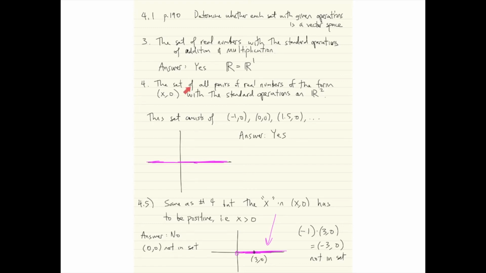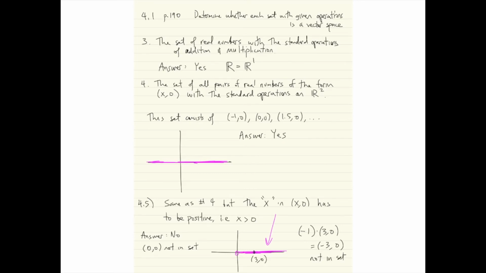Number 4 is the set of all pairs of real numbers of the form (x, 0) with the standard operations on R^2. So what does the set consist of? It consists of pairs where the second component is always a 0. So (-1, 0) is in the set, (0, 0) is in the set, (1, 5) is in the set, and so on. And if I plotted what the set looks like on the xy plane, it's basically the x-axis drawn here in magenta. And this does form a vector space. So the answer is yes.